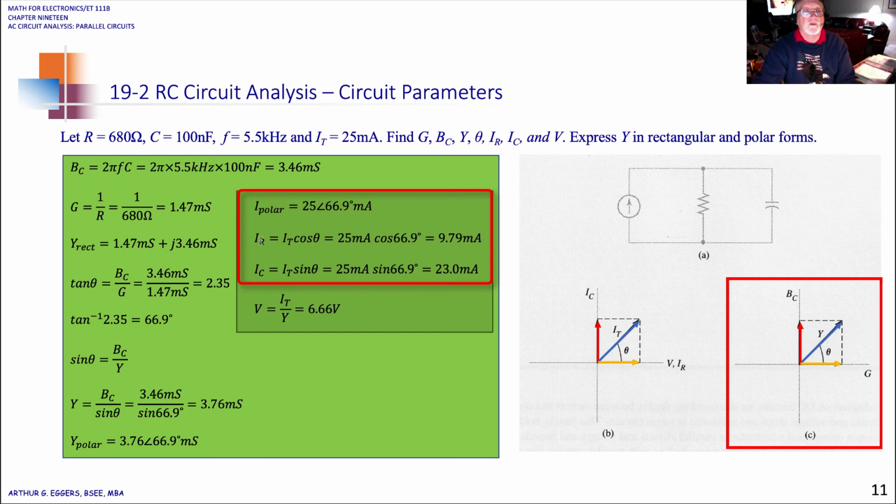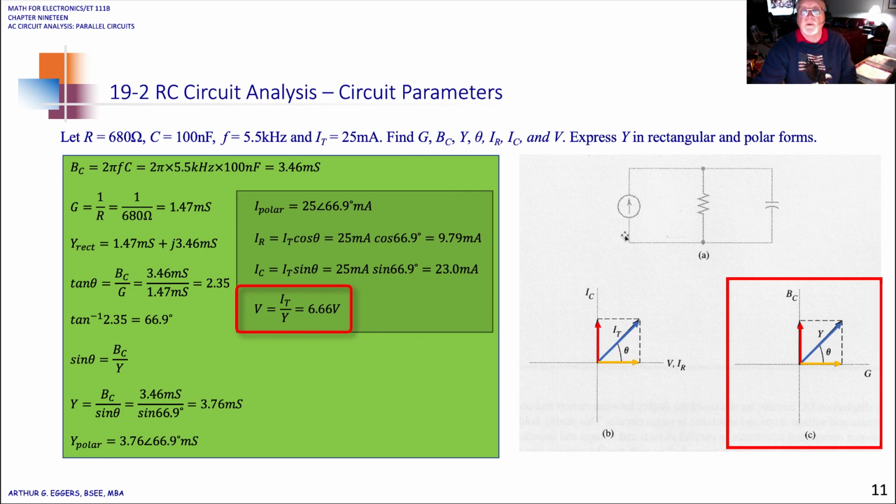If we want to solve for the current through the resistor and the capacitor, then we have our relationships that really started off as the definition of cosine theta. Cosine theta in this case being IR over IT. We manipulate the terms around and we get a current of 9.79 milliamps. We do the same thing for the current through the capacitor. We get 23 milliamps. So if we take I total, divide it by Y, the admittance, we get our voltage applied as 6.66 volts.